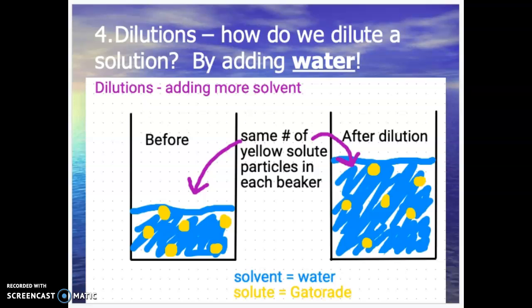Then I add water to dilute my Gatorade, which raises my solution level, but I still have 6 yellow dots to represent my moles of Gatorade solute after it's diluted. Those yellow solute particles, the same number before and after adding water, just get more spread out from each other. They have more liters of solution to float around in.